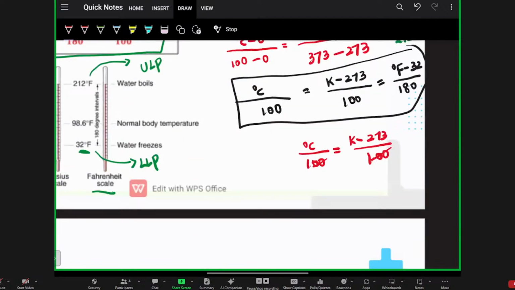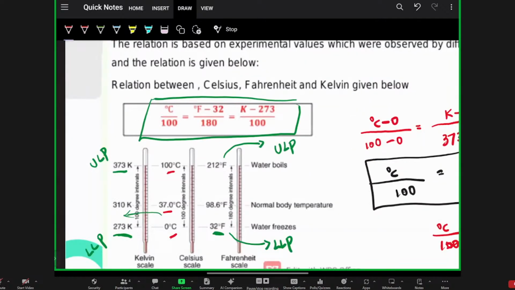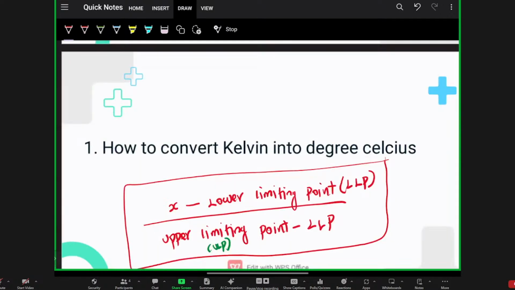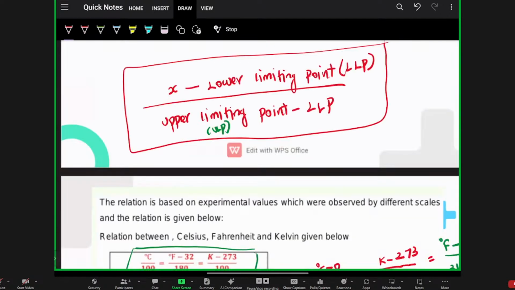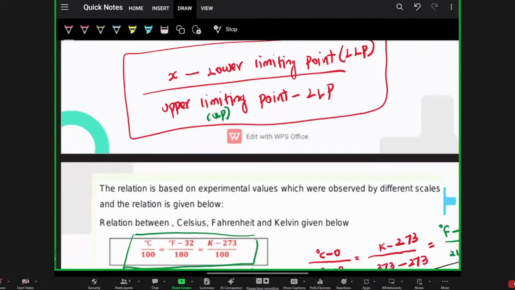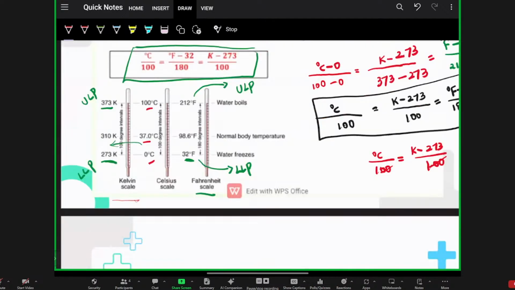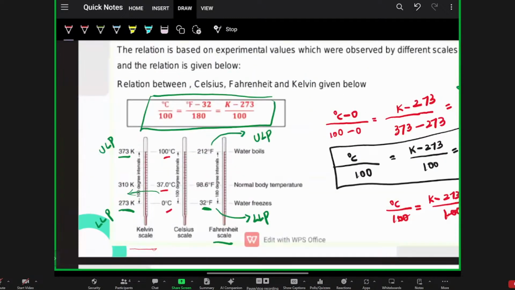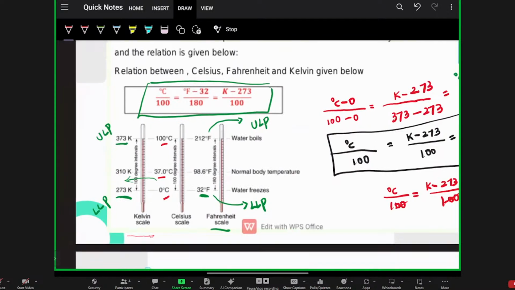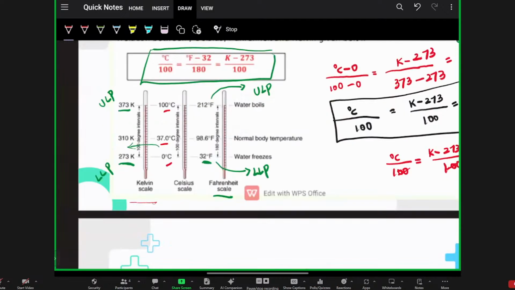So the question was how to convert Kelvin into degree Celsius. This is the basic funda: x minus lower limiting point divided by upper limiting point minus lower limiting point. The equation is degree Celsius by 100, which is equal to degree Fahrenheit minus 32 divided by 180, which is equal to K minus 273 divided by 100. Using this equation, you can convert anything. I hope you got this.